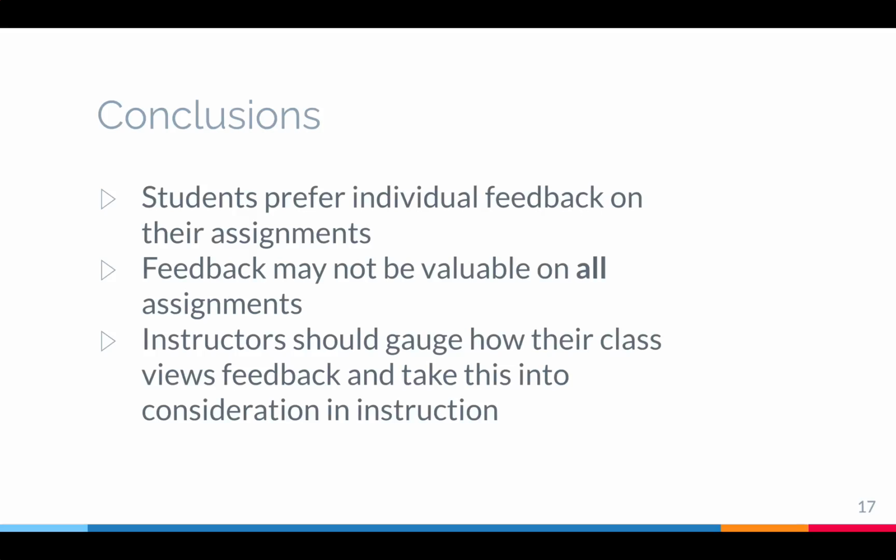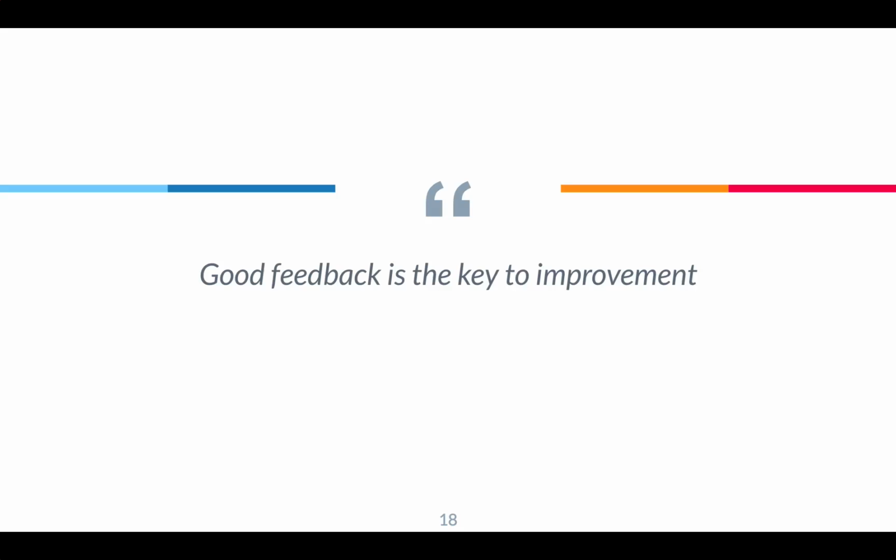An instructor should gauge how their class views feedback and take this into consideration in instruction, because feedback is a critical component of teaching, of the learning experience for students. And so I think it's important to tailor that to the needs of the class and of the students. So good feedback is the key to improvement.